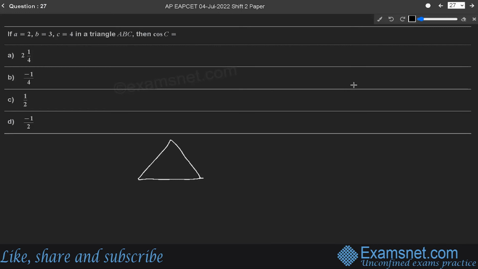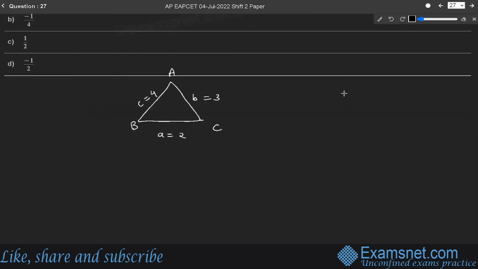So let this be the triangle A, B and C. We know that the opposite side for capital A will be a. So a is equal to 2. Similarly, b is equal to 3 and c is equal to 4. These are the sides which are given in the question. We have to use the cosine rule here.